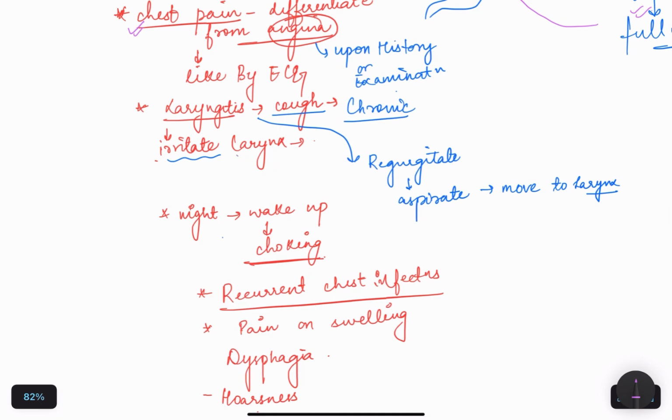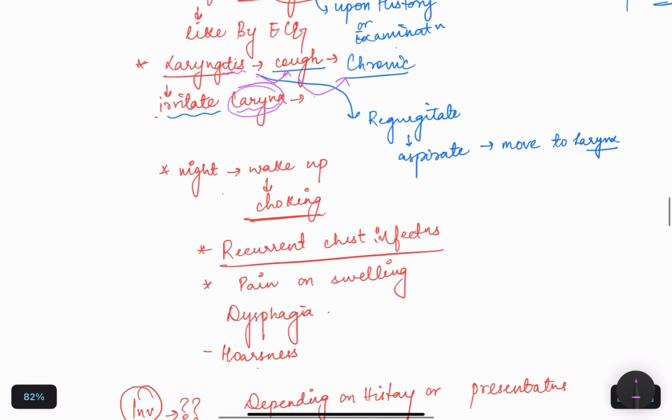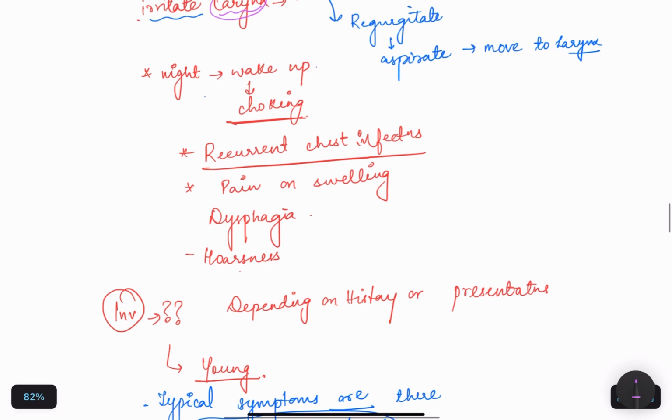Laryngitis, in which the reflux irritates the larynx and inflammation of the larynx takes place, which can lead to cough and chronic cough. At night, a person wakes up by choking. Next are recurrent chest infections or pain on swallowing, hoarseness of voice or dysphagia.